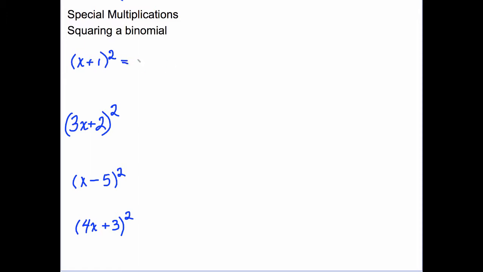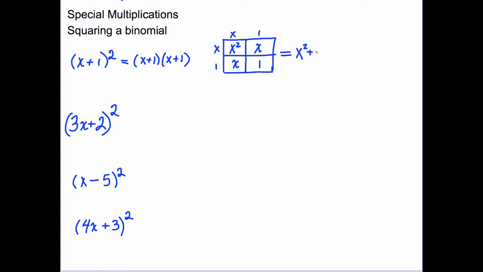Now, x plus 1 squared is the same thing as x plus 1 times x plus 1. And we have to remember that this is really a multiplication. If we set this up with expansion boxes, we can see that this is x, 1, and 1. This would be x squared. 1 times x is x, and 1 times 1 is 1. And if we add these, this is x squared plus x plus x plus 1, and that's x squared plus 2x plus 1.